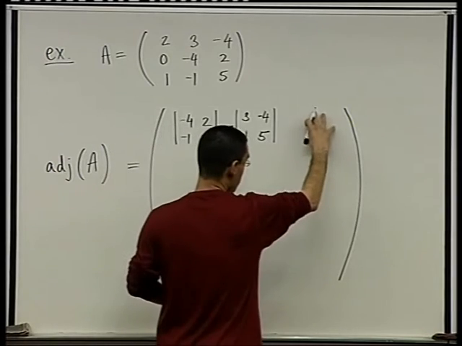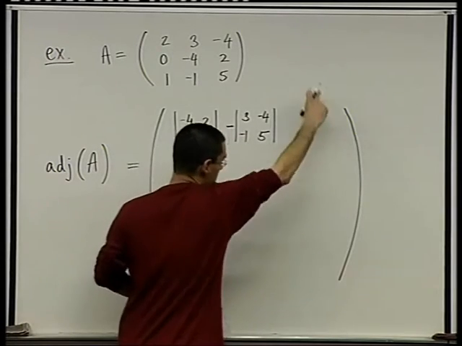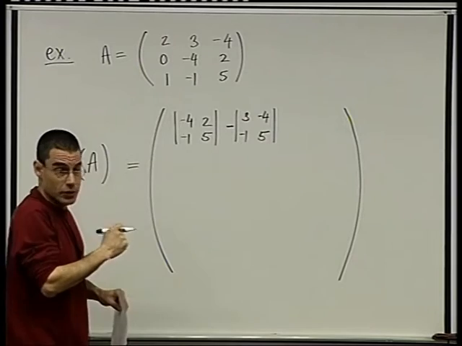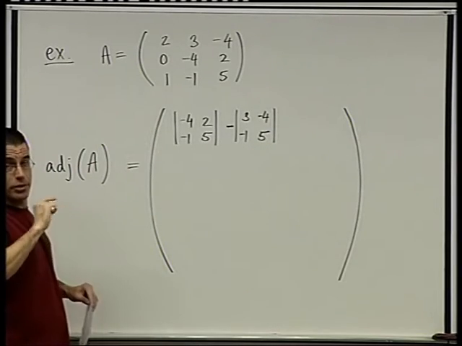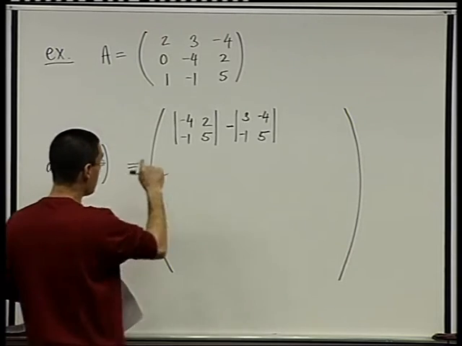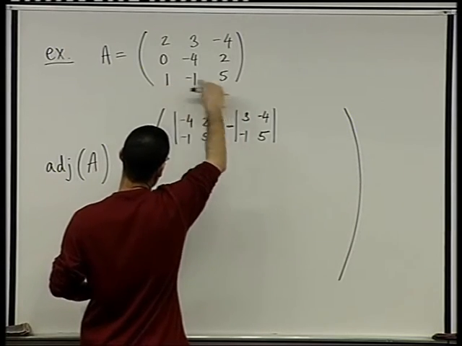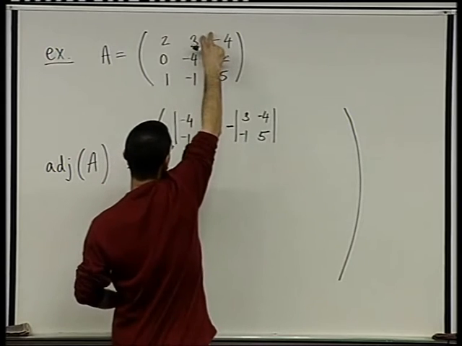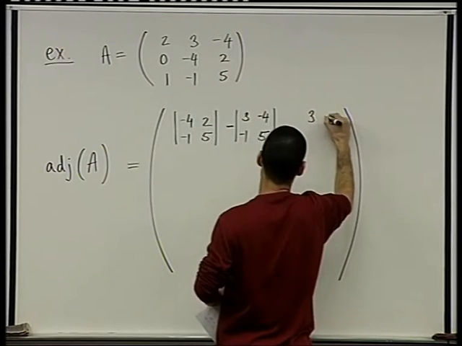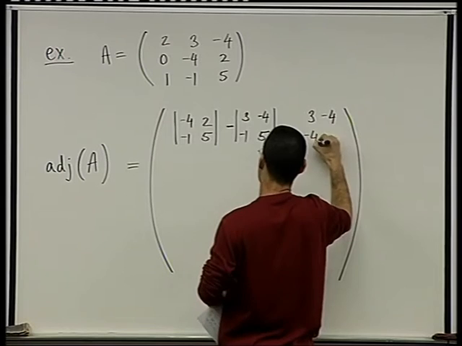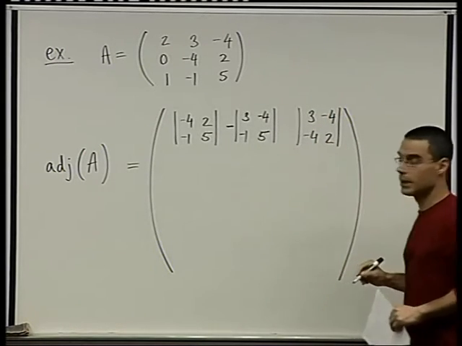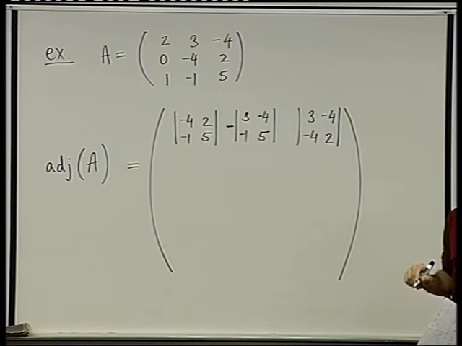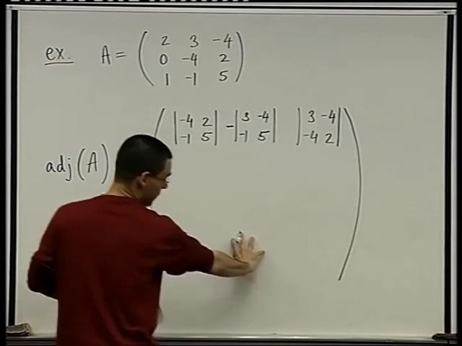And now over here, this is the 1, 3 entry. So what's going to sit here is the determinant corresponding to the minor 3, 1. Okay, so 3, 1 means cross out row 3, column 1, you get this one. 3, negative 4, negative 4, 2, determinant, and it's going to be a plus. Do you agree? Okay. Everybody good? Is it clear how I got this?